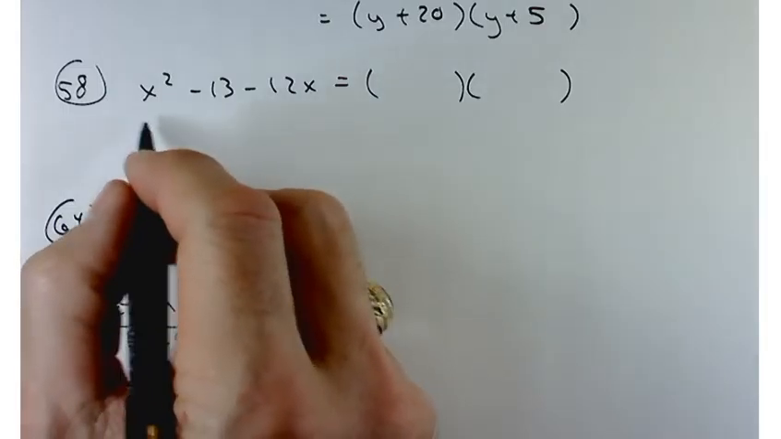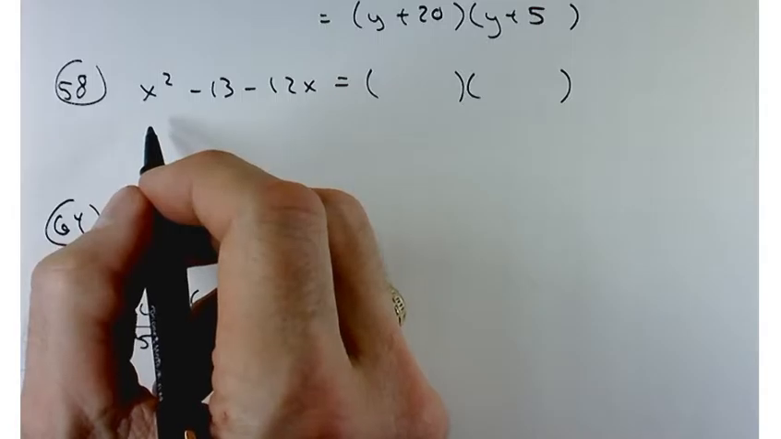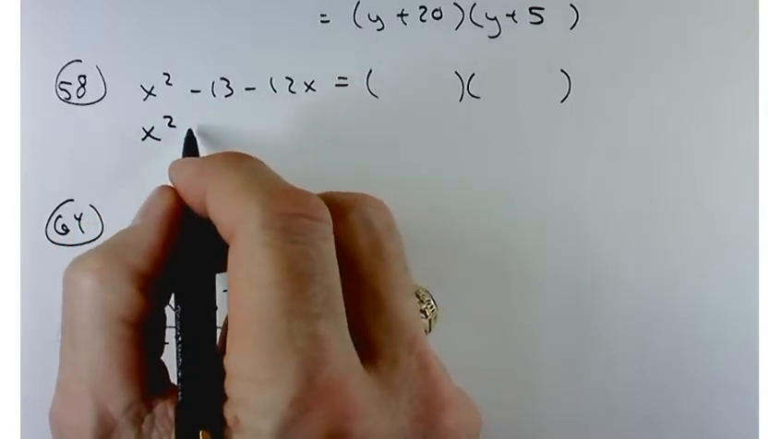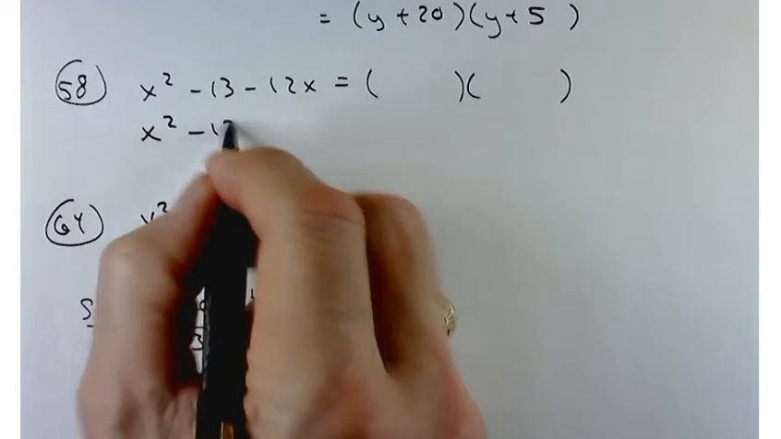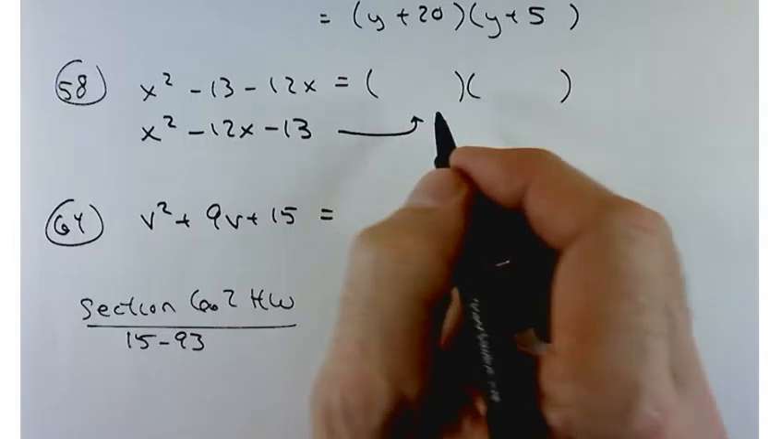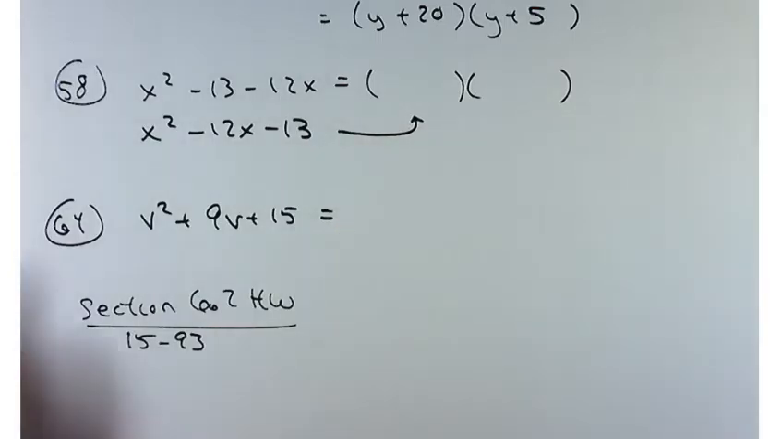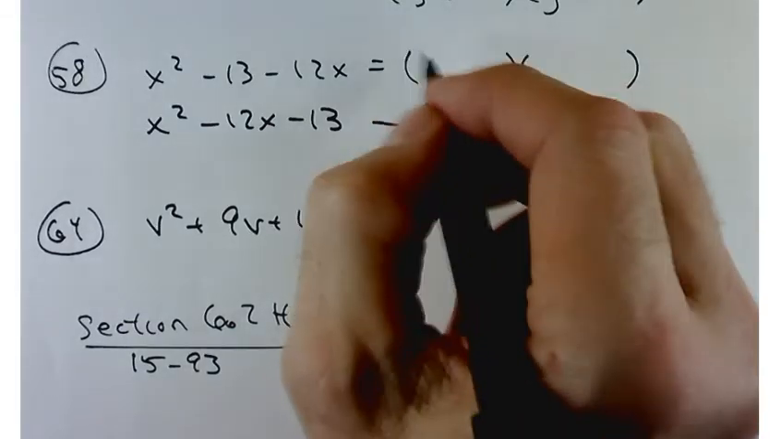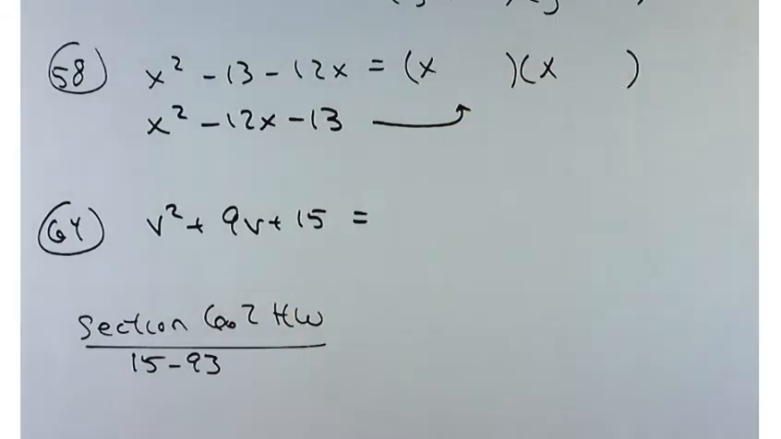Okay, so first things first, should probably reorder this. X squared, then what? Minus 12x minus 13. Good. So I need two numbers that multiply to negative 13 and add to negative 12. I'll start out with an x and an x. Let's throw in the signs too.